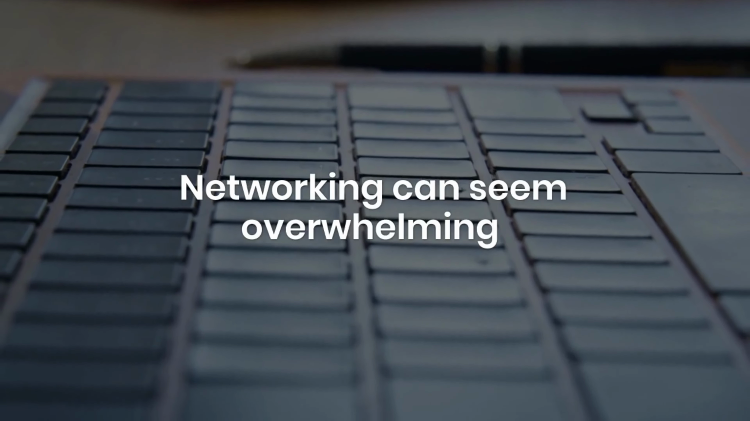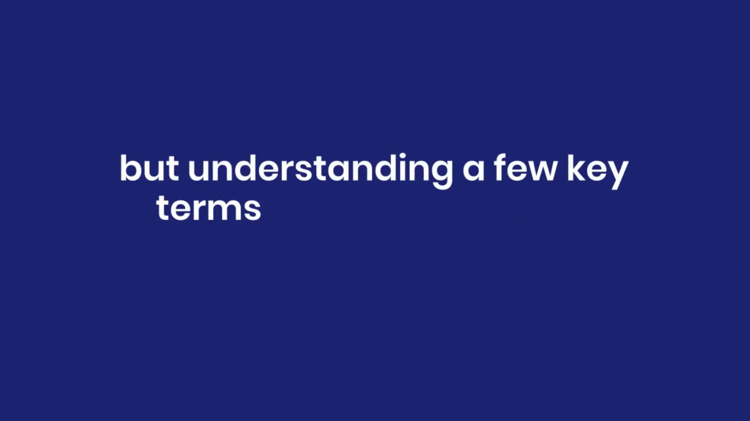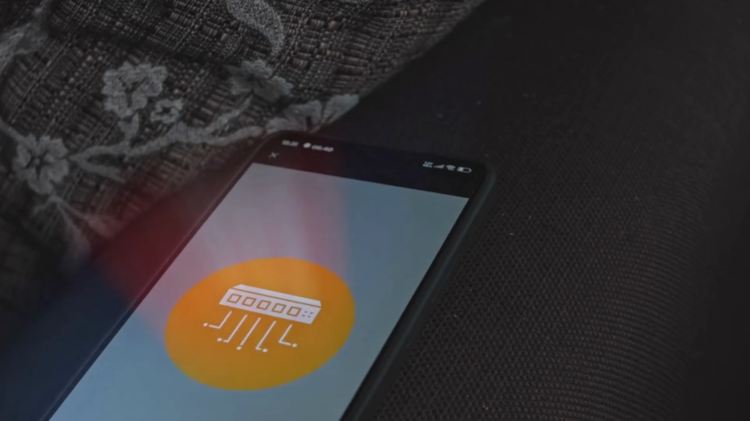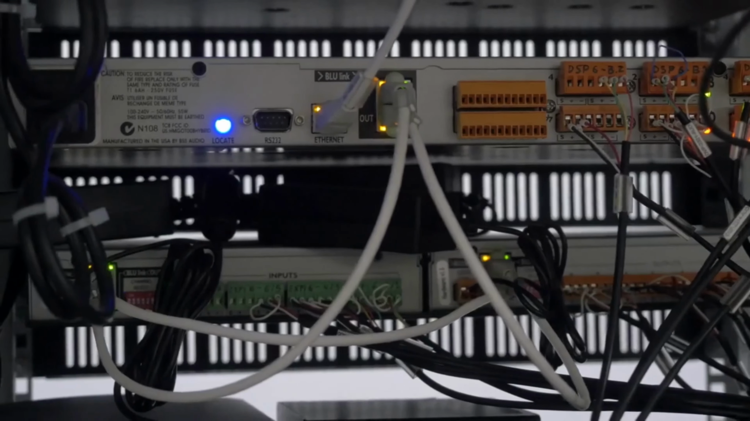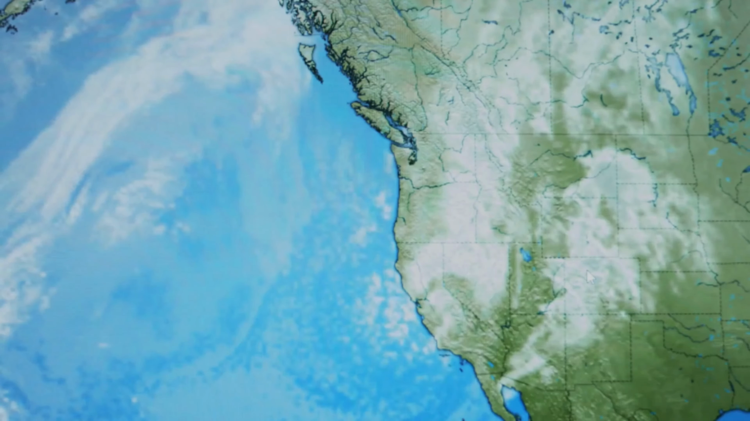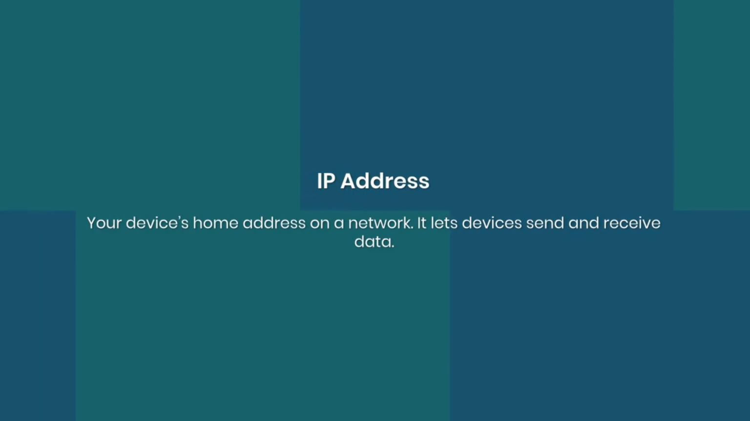Networking can seem overwhelming, but understanding a few key terms makes everything simpler. Whether you are setting up Wi-Fi at home or exploring information technology, these basics will help you feel more confident. First, the IP address, or Internet Protocol address, is like your device's home address on a network. It lets devices send and receive data.